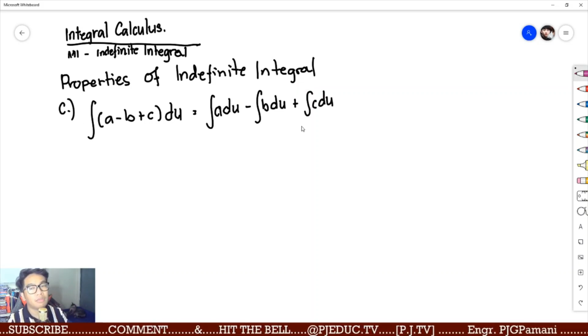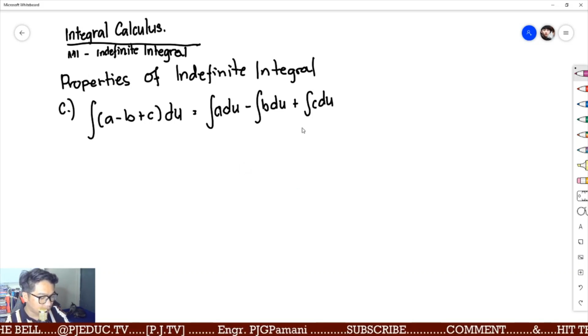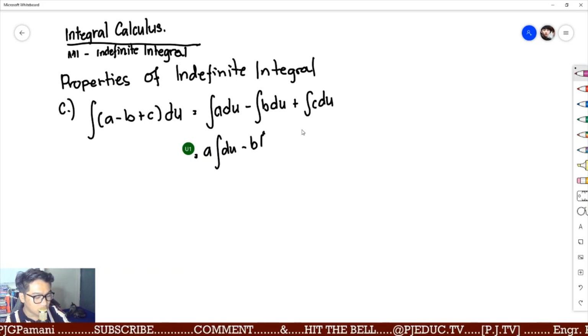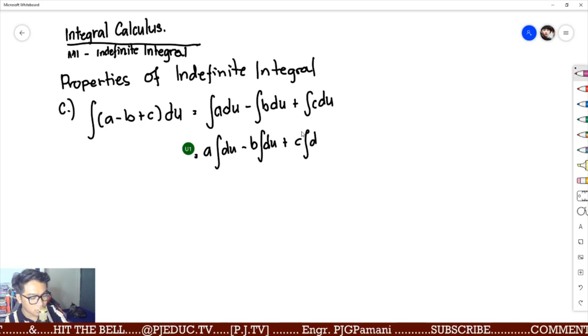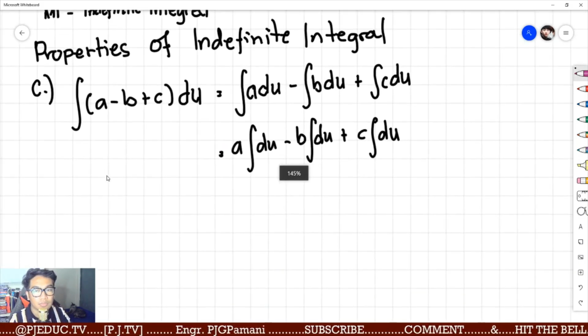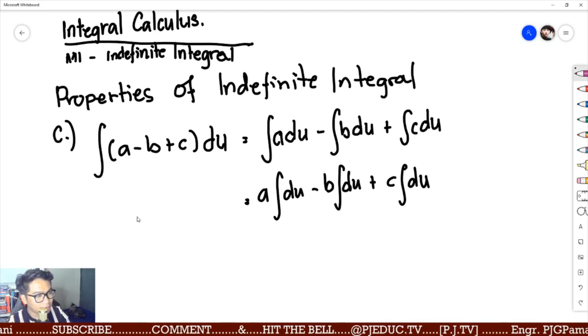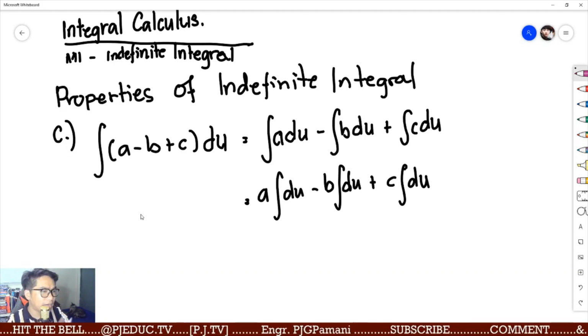So let's move them out of the integrand. So that will be a du minus b du plus c du. Ganun lang yan. Note that often we will just say integral instead of indefinite integral. Kasi pare-parehas lang naman yan.